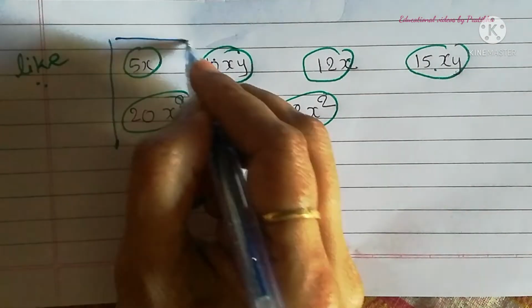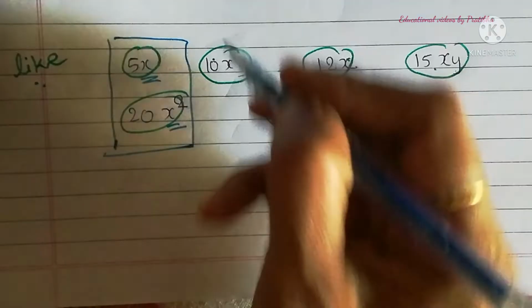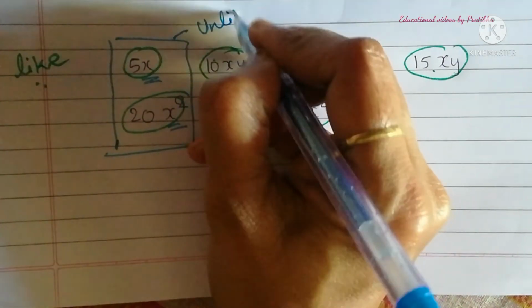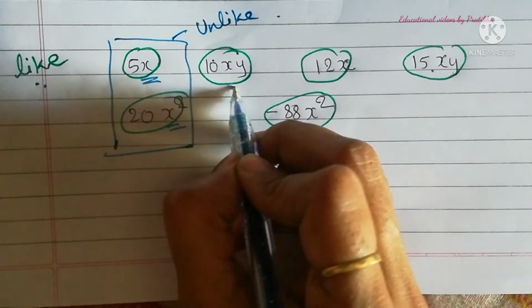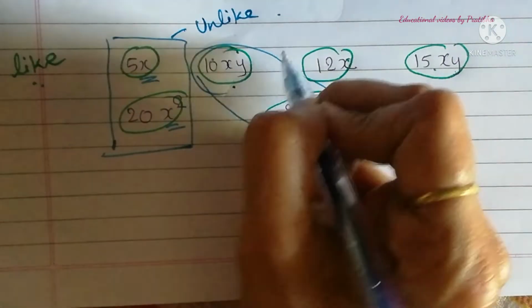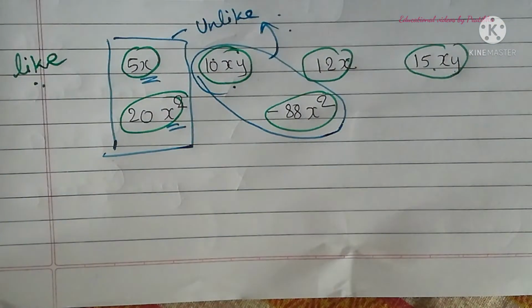Now what are unlike terms? If we make different groups, 5x and 20x square, the variables are the same, their power is different, so they are unlike. 10xy and minus 88x square are also unlike terms.